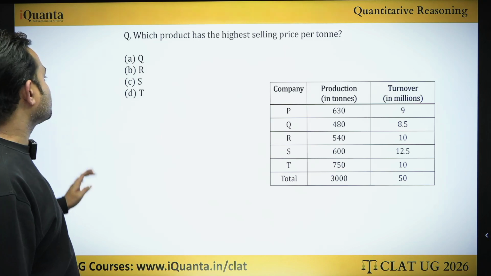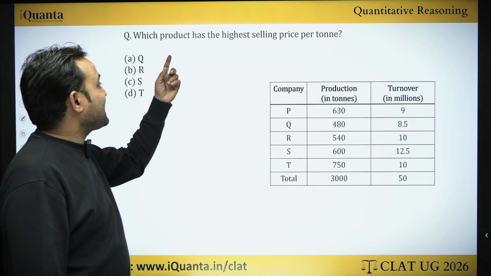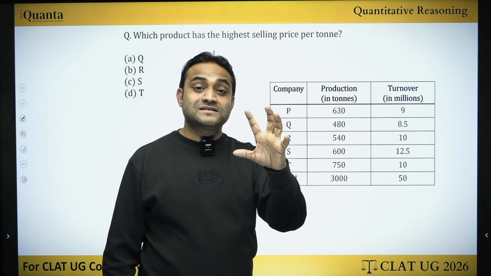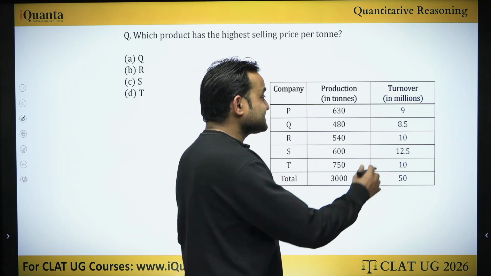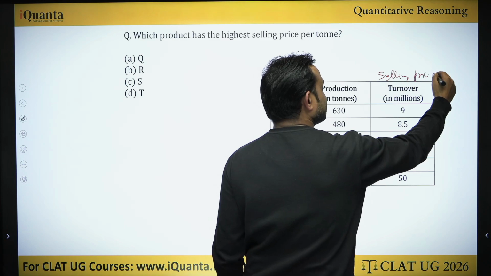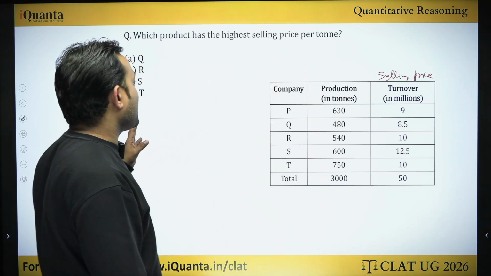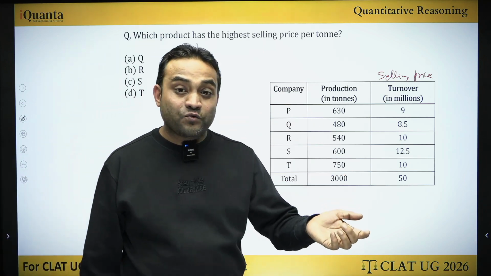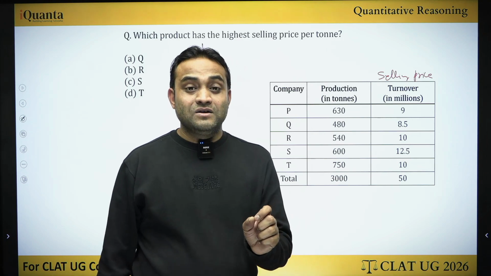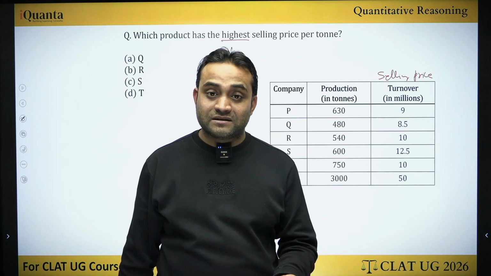Now, second question. It says which product has the highest selling price per ton? Highest selling price. This turnover is nothing but selling price, right? Selling price per ton. Now, see, we don't need to find what the selling price per ton is. We just need to find which one is the highest. So basically, it's all about comparison.